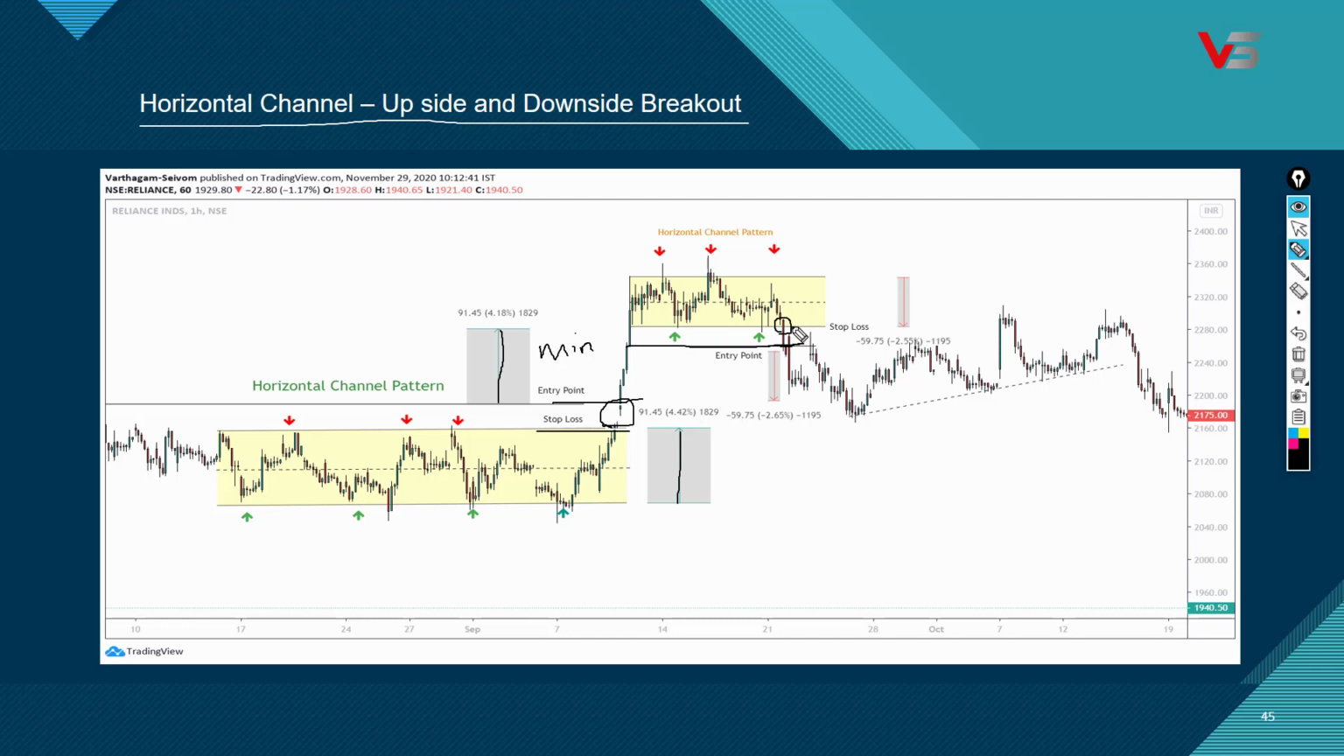Our stop loss is the support line of the previous channel, and the target is the length of the channel. So this is the method we can take the trade in the horizontal channel patterns. Next we will see some live examples on the TradingView website, how to draw the channel patterns.